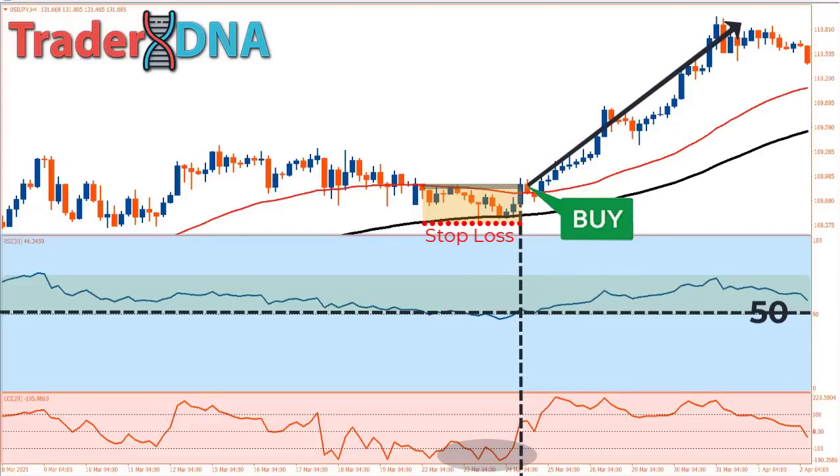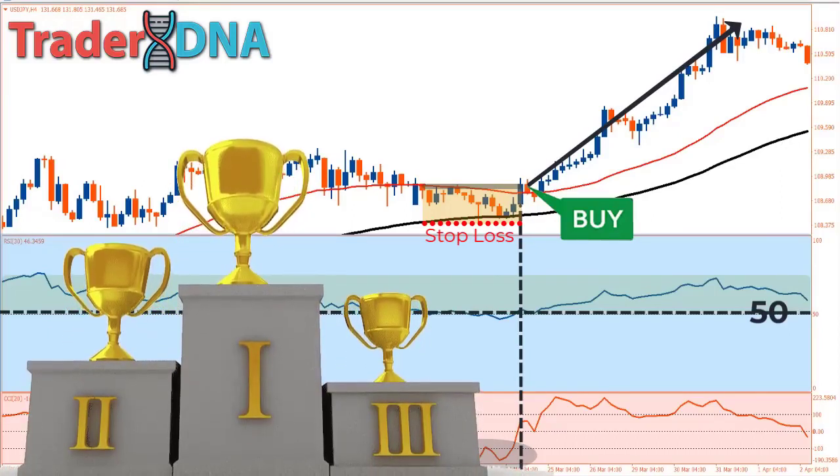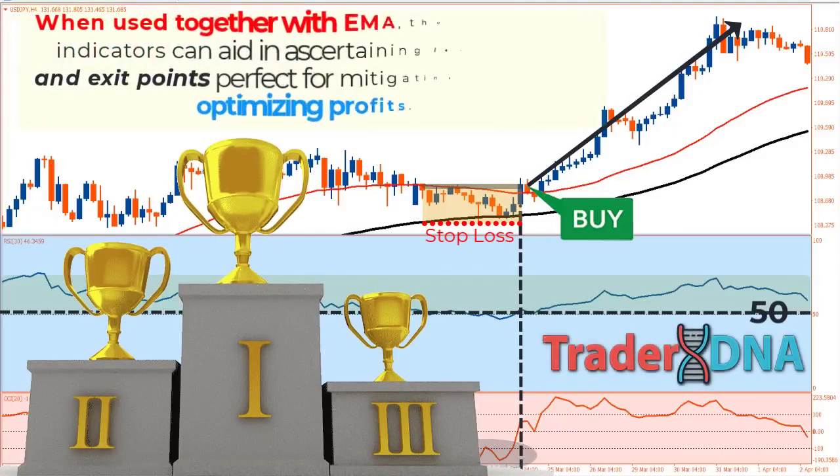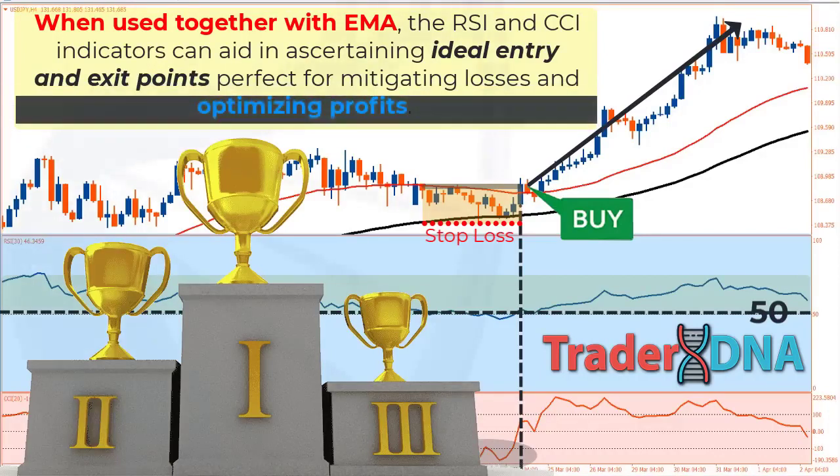RSI and CCI are some of the best trading instruments given their ability to shed light on overbought and oversold conditions. When used together with exponential moving averages, the RSI and CCI indicators can aid in ascertaining ideal entry and exit points, perfect for mitigating losses and optimizing profits.